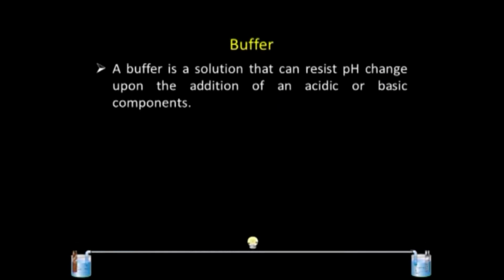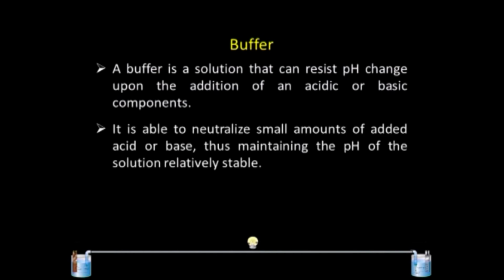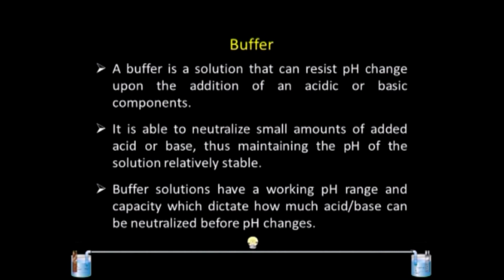The next part is buffer. A buffer is a solution that can resist pH change upon the addition of acidic or basic components. It is able to neutralize small amounts of added acid or base, thus maintaining the pH of the solution relatively stable. Buffer solutions have a working pH range and capacity which dictate how much acid or base can be neutralized before pH changes.